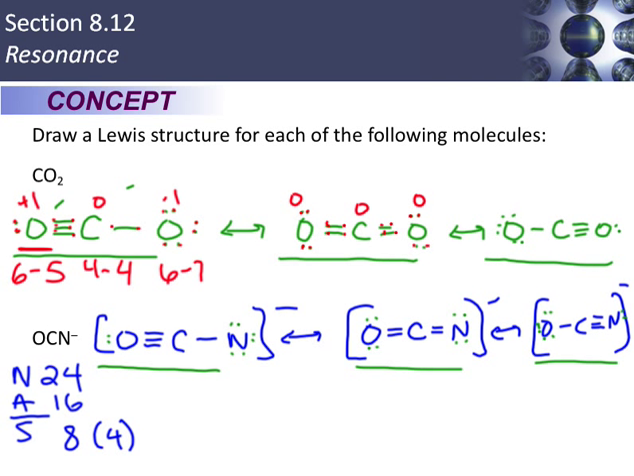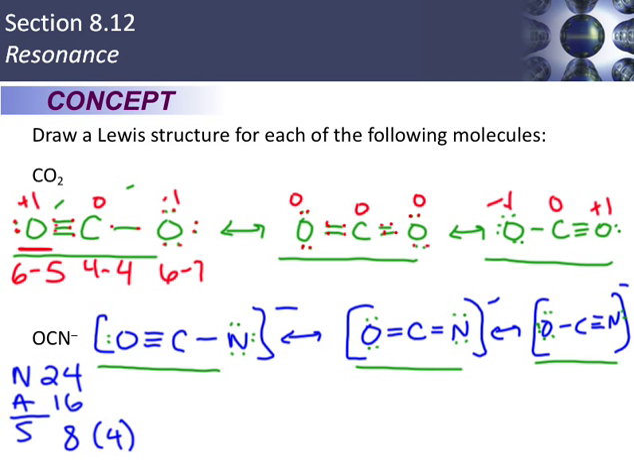6 minus 1, 2, 3, 4, 5, 6 is 0. 4 minus 4 is 0. 6 minus 5 is +1. And I counted this one wrong. 6 minus 1, 2, 3, 4, 5, 6, 7. Bad teacher. It's -1. All right.